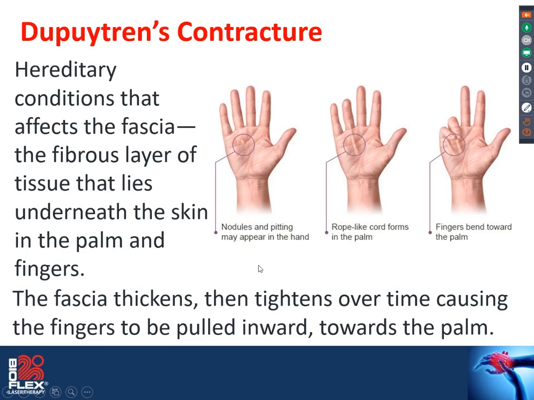Another common condition at the wrist and hand is Dupuytren's contracture. They feel it's a hereditary condition that affects the fascia, and there's thickening under the palm and the fingers. There are different stages of it. Initially, there's nodules and pitting. Eventually, there's sort of rope-like cords that start to form, and then there's a deformation of the fingers towards the palm as the condition becomes chronic.